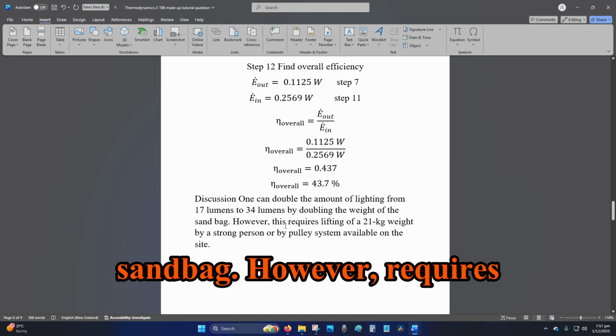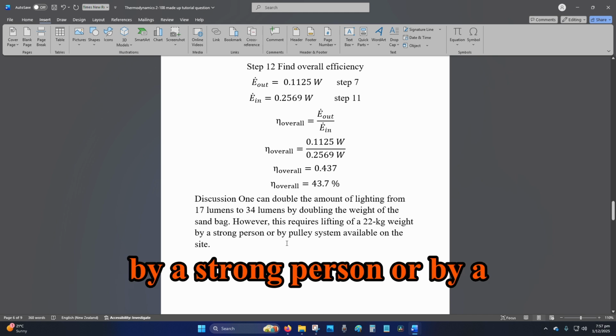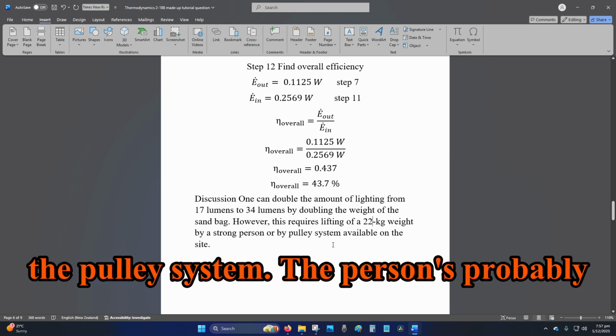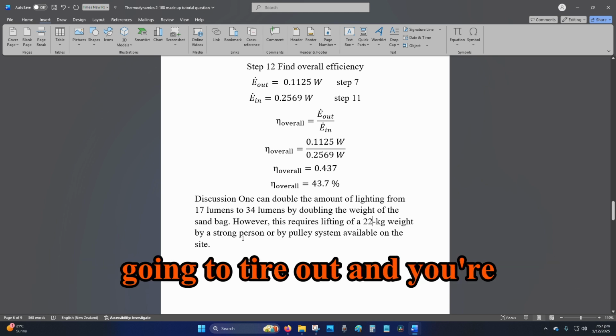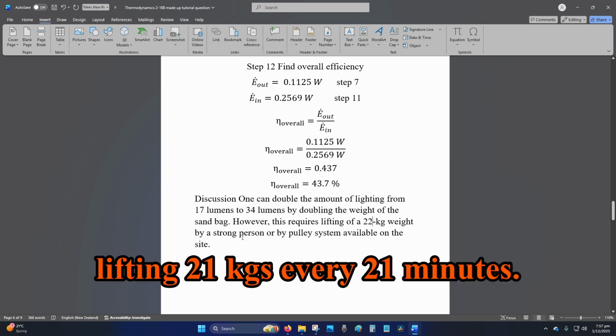So you can double the amount of lighting from 17 lumens to 34 lumens by doubling the weight of the sandbag. However, it requires lifting 22 kgs, apologies, of weight by a strong person or by a pulley system. I recommend the pulley system. The person's probably going to tire out and you're not going to be consistently lifting 21 kilograms every 21 minutes.